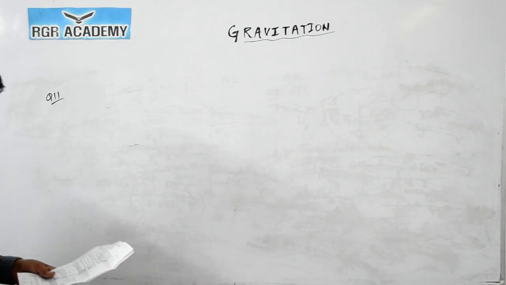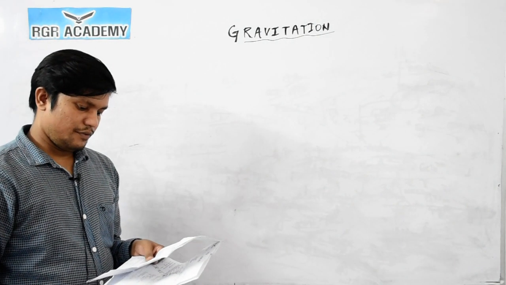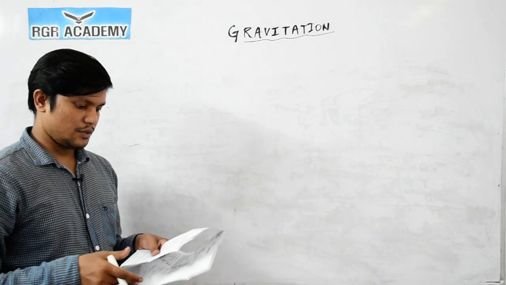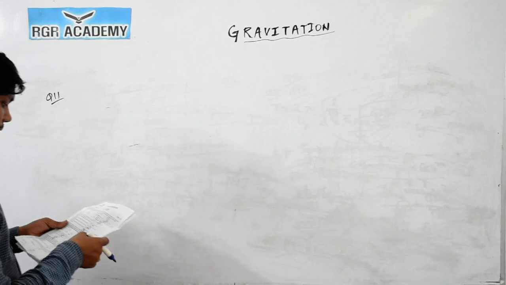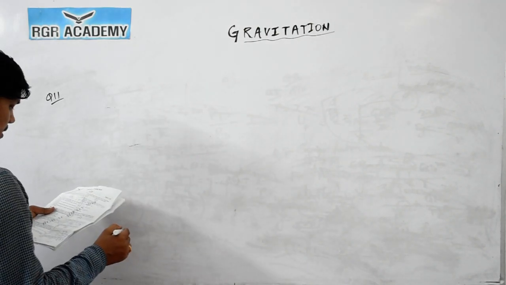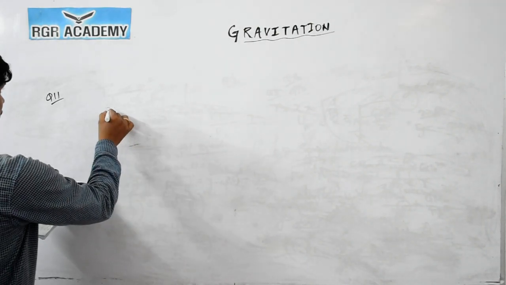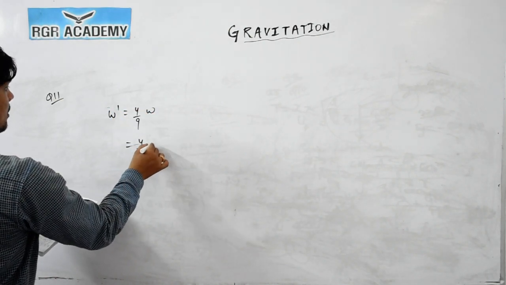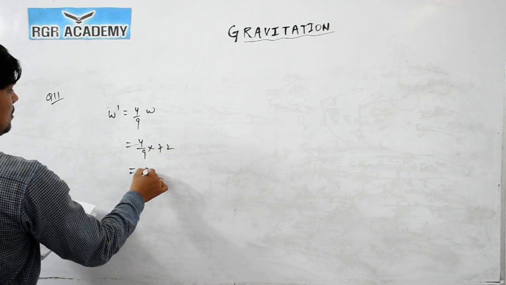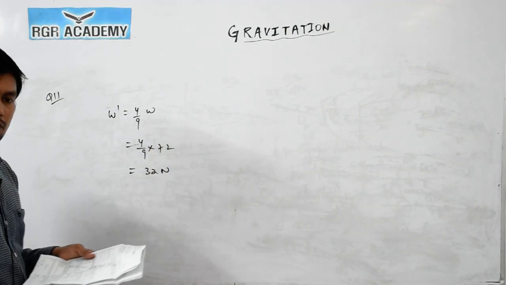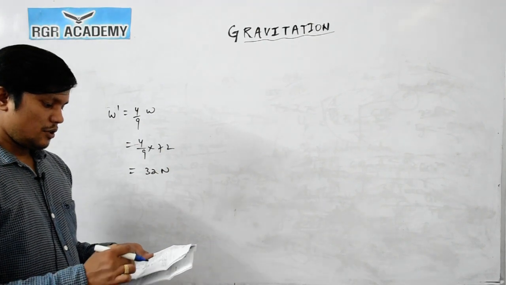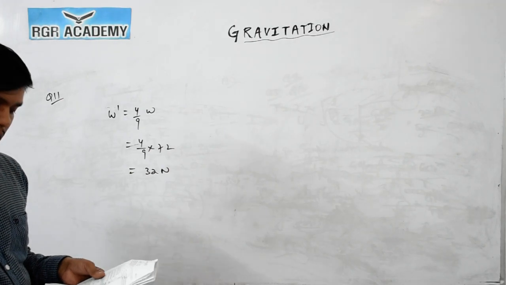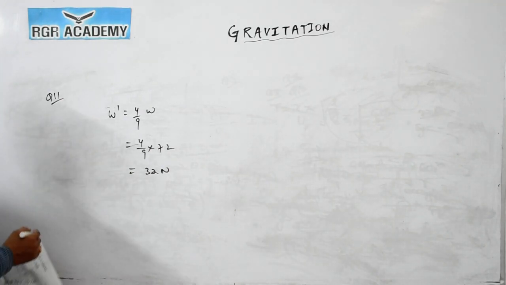An object weighs 72 Newton on Earth. Its weight at a height R by 2 from the Earth is? Okay. So this question is similar to question number 9. Already we got in question number 9 that weight will be equal to 4 by 9 times of W. So it will be equal to 4 by 9 into 72, 32 Newton. So the answer is 32 Newton. Clear? Because in question number 9 also the height is given as half of the radius of Earth. Here also the height is given as half of the radius of Earth. So the answer is 32 Newton. Now question number 12.